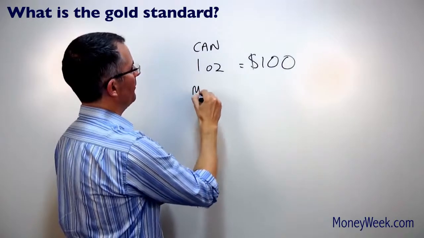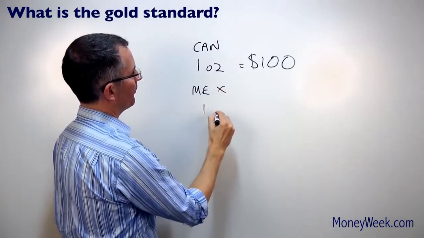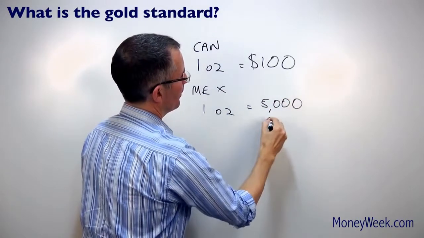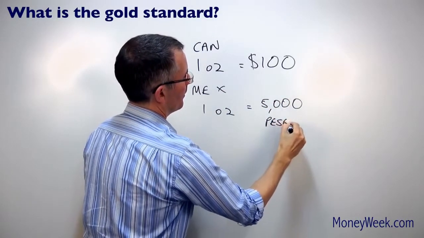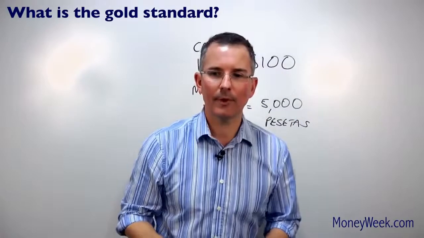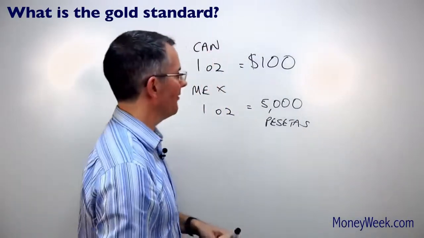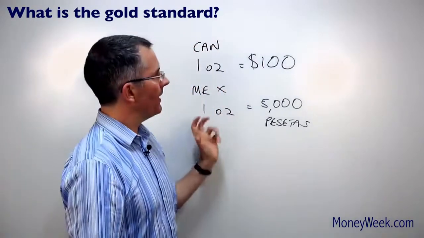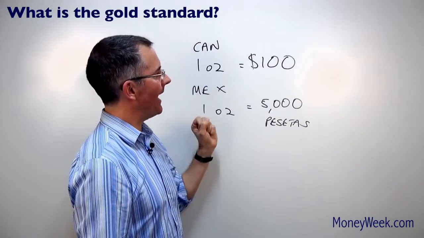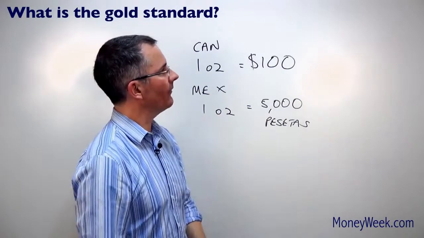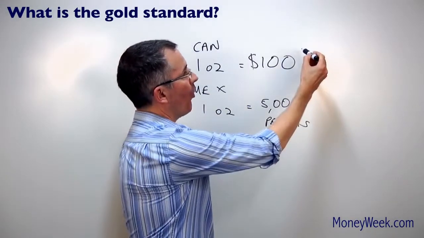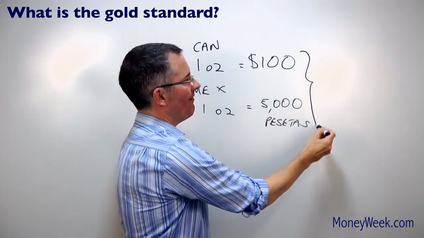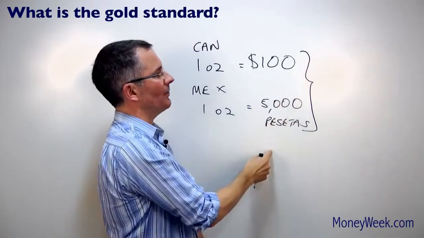And the Mexicans say 1 ounce of gold is worth 5,000 pesos. Apologies for any Mexican viewers out there. Now, these two central banks have declared the value of gold in their currency. So what? Well, that almost, it's called triangulation, but it's just drawing the obvious conclusion, fixes that exchange rate.